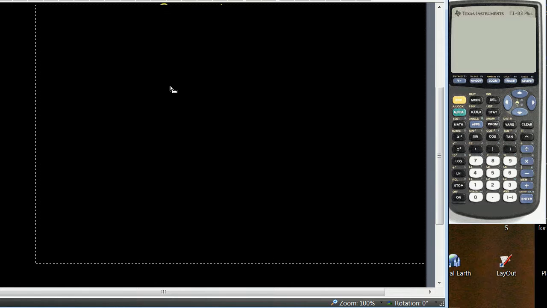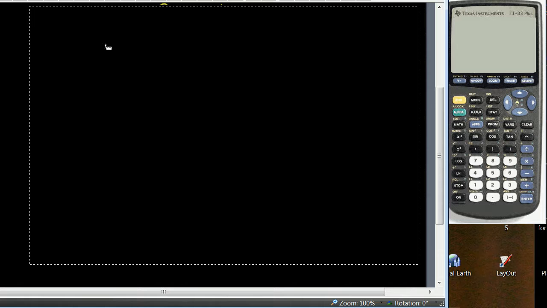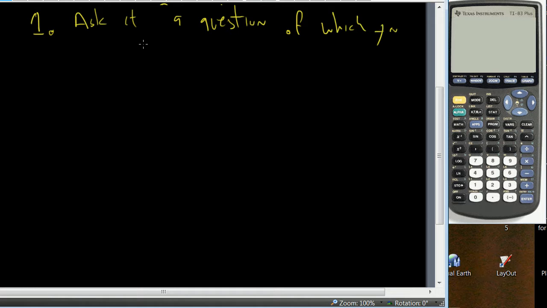I'm going to come back to one thing from the first part of learning to run your calculator. The first thing you do, besides turning it on and checking the batteries, is ask it a question. Ask it a question of which you are sure. For us, that becomes, I think, the tangent of 45 degrees.